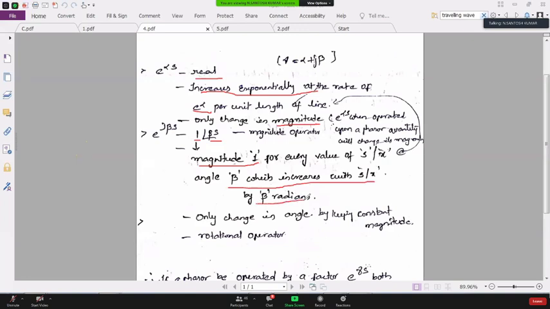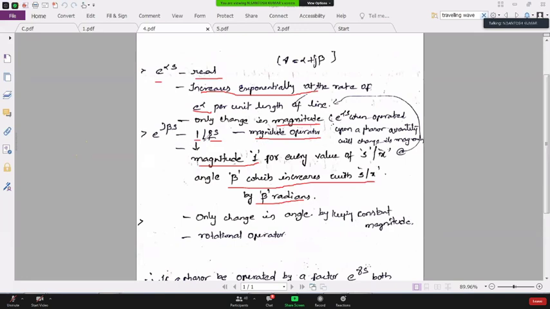So these are the conclusions. E power alpha is called the magnitude operator, because only magnitude is changing. If you move from receiving end to sending end, as distance is increasing, magnitude is increasing. If you move from sending end to receiving end, distance is decreasing, magnitude is decreasing. So E power alpha is a real term, and we call it the magnitude operator.